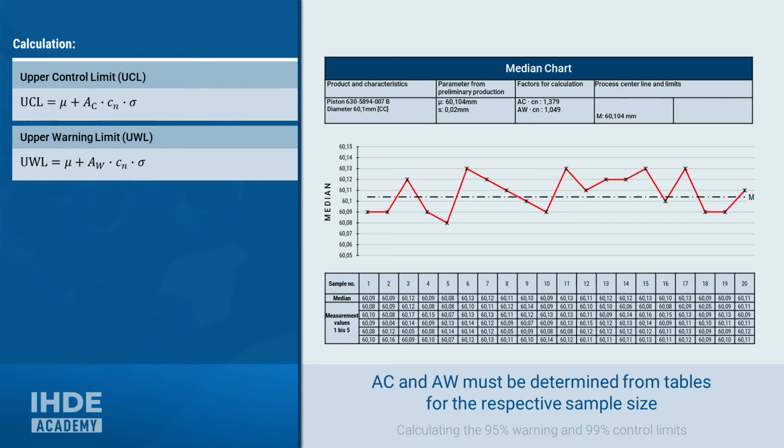First, only the two formulas for calculating the upper warning and control limits are shown on the left-hand side, where μ is the mean of the medians and sigma is the standard deviation of the entire sample, which we calculated in the previous chapter. The only unknowns are the factors AC, AW and CN. These must be taken from tables.